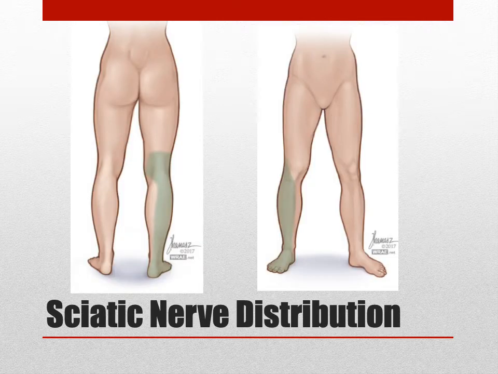These images show the dermatomal distribution of the sciatic nerve block from the subgluteal approach. Of note, the posterior thigh is not covered by this block, as this area is innervated by the posterior femoral cutaneous nerve. Also note, the medial aspect of the lower leg is also spared. This is covered by the saphenous nerve.